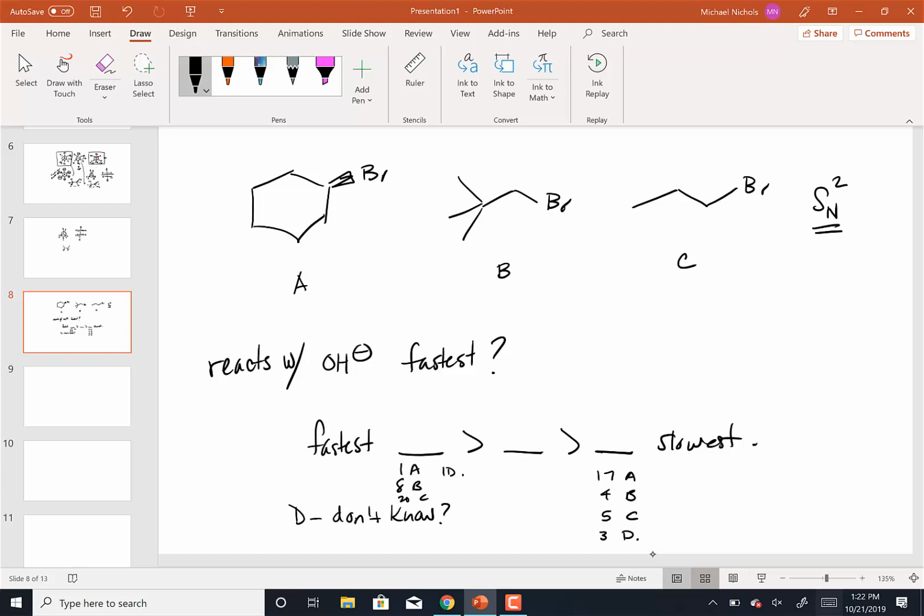Why did you choose A being the slowest? Why did 17 people choose A being the slowest? No, it's actually a cyclohexyl. If it was an aryl, I would agree it's slowest because it's not going to react at all. But it'd have to have double bonds for that. So it's just a cyclohexyl.